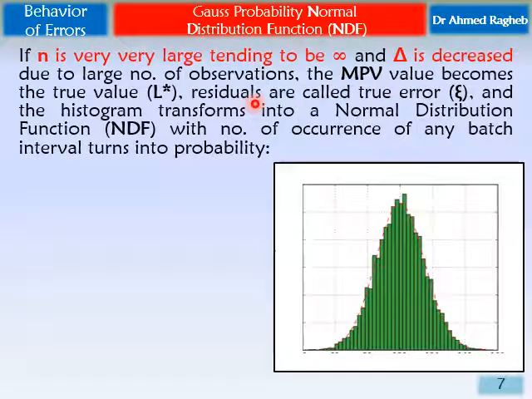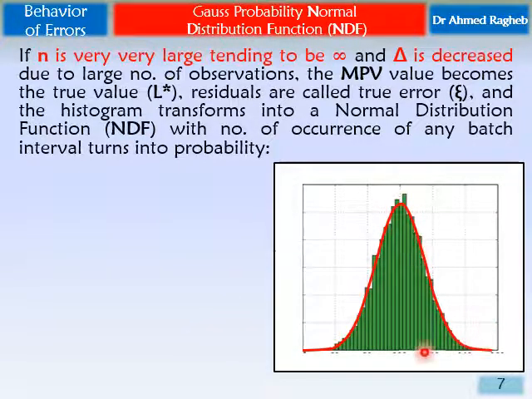What happens if we theoretically, not practically, measured not n times, but n is very, very large, tending to infinity? Then we will have lots of values, and we can decrease the interval itself. The most probable value will turn into the true value because we measured infinite times, and the residuals will be called the true error, epsilon. And the histogram is turned into a curve.